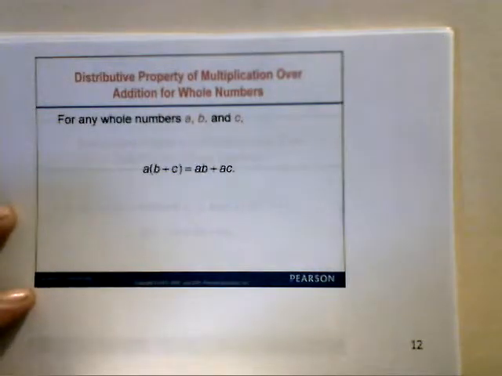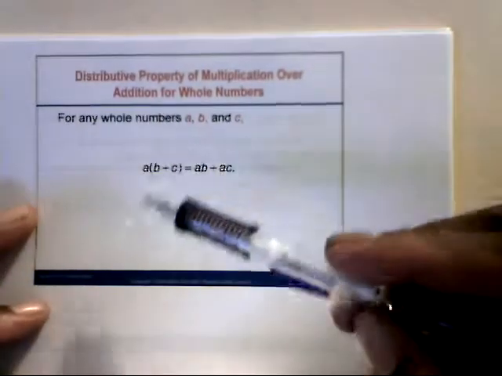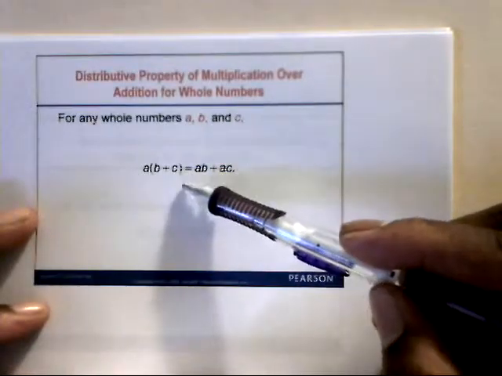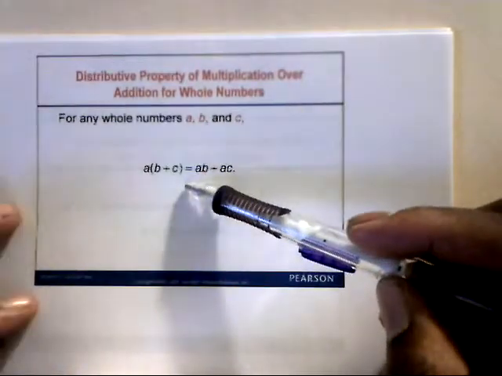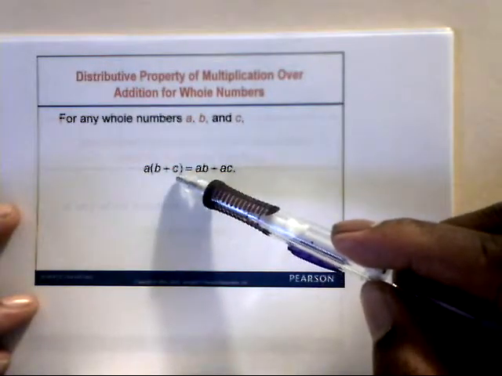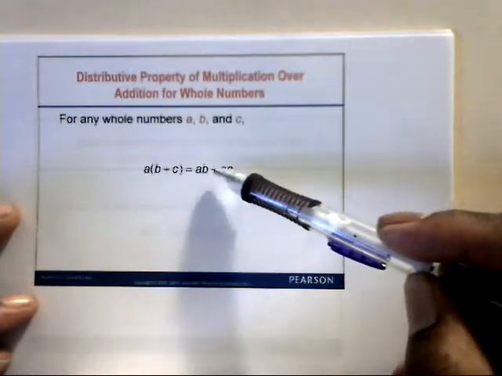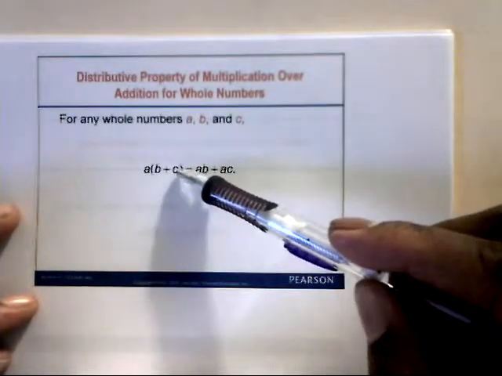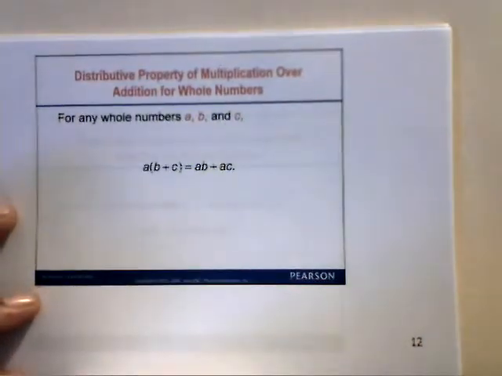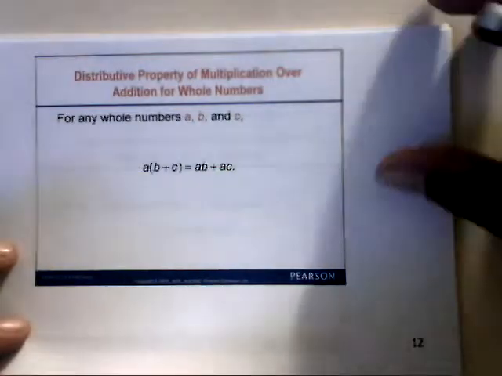Now, using letters for A, B, and C, if we got A with the B plus C in the parentheses, the distributive property tells us to distribute the A over the B and the C through multiplication. So this will be A times B, which gives me AB, plus A times C, which is AC. So A parentheses B plus C, using the distributive property, will be AB plus AC.